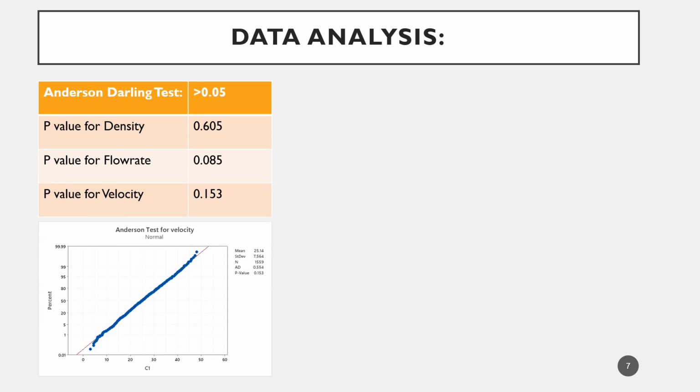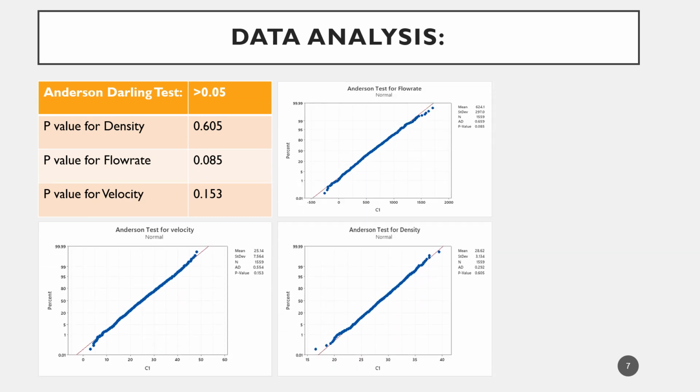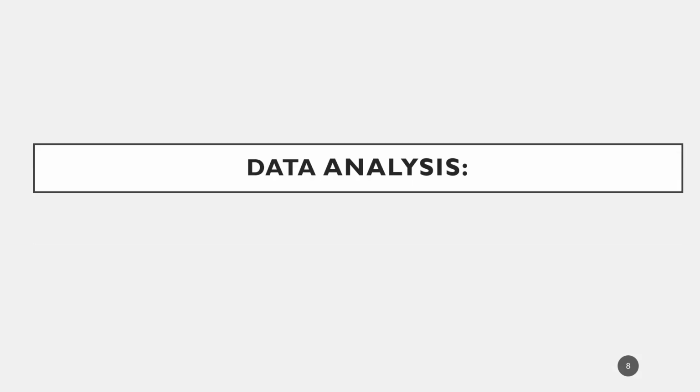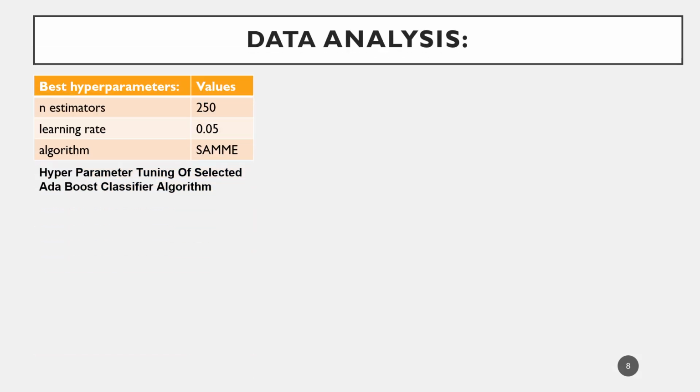Here comes the data analysis. We performed the Anderson-Darling test, and the results were really good, so our data follows a normal distribution. These are the different models which we compared and used in our project, and we found the best model that will help us to predict congestion. That is the AdaBoost model, whose F1 score is 0.99868.